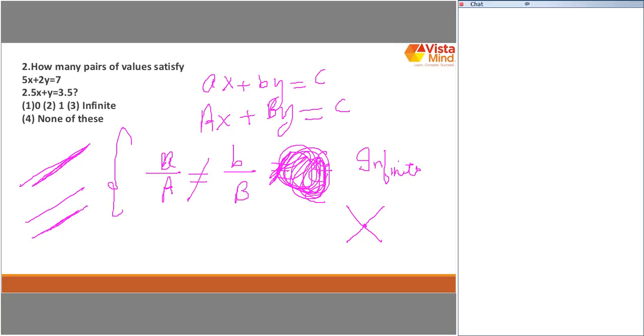Next, there is a word, consistent and inconsistent. Equations are said to be consistent if they have exactly one solution or more than one solution, that is, infinite solution or unique solution. Else they are called inconsistent. That is, no solution is called inconsistent.